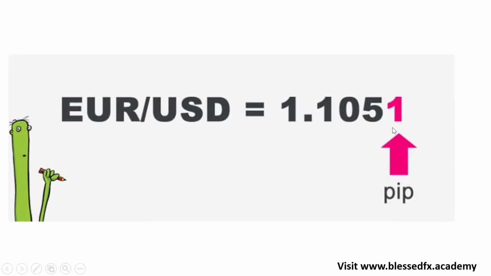This is 4 decimal place. Like I said, the fourth one is the pip, the fifth one is the pipet. So don't confuse it. Sometimes it will be listed as 5 decimal place, sometimes as 4. Don't get lost, right? So that being said, let us go on.